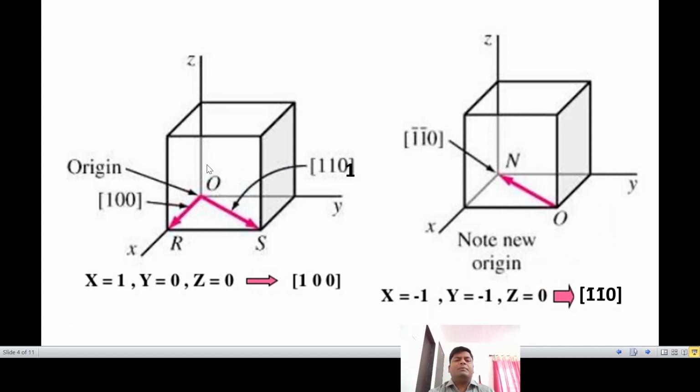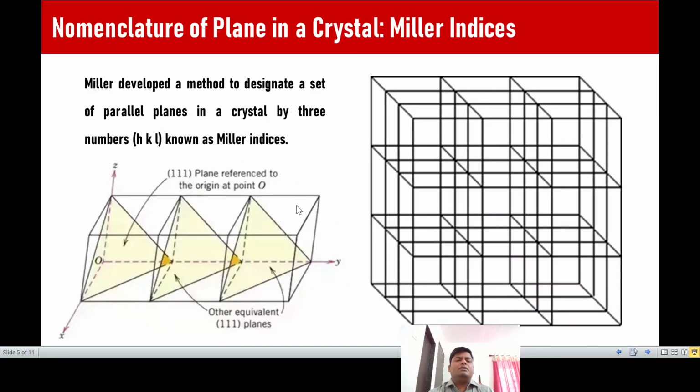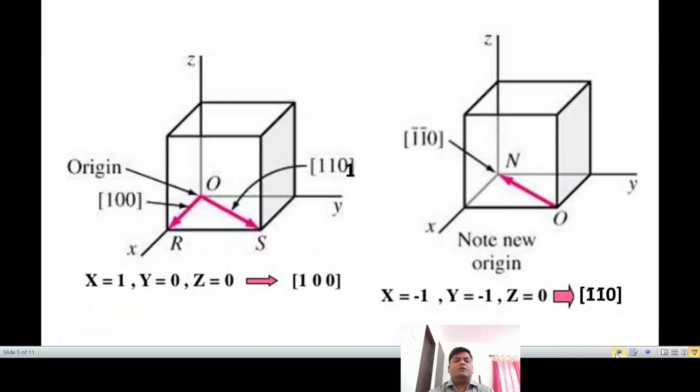Over here you can see the unit cells, and the back bottom corner atom, or point, is considered as the origin. From that origin, three crystallographic axes have been shown, and the unit cell is placed on these crystallographic axes. Now over here we have to find out the directions OR and OS.